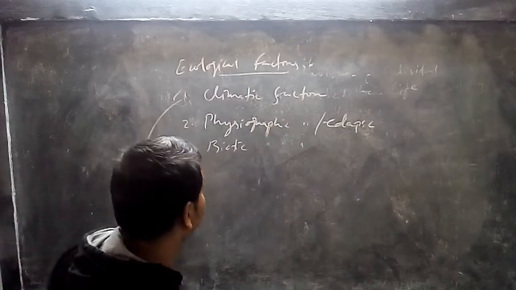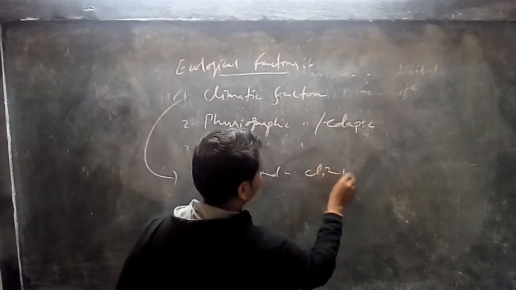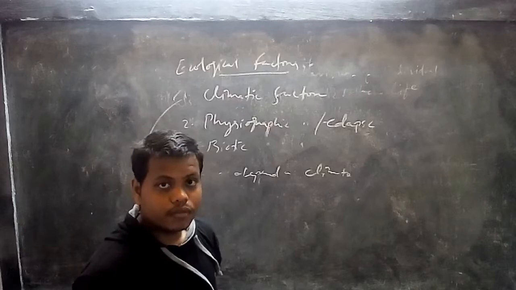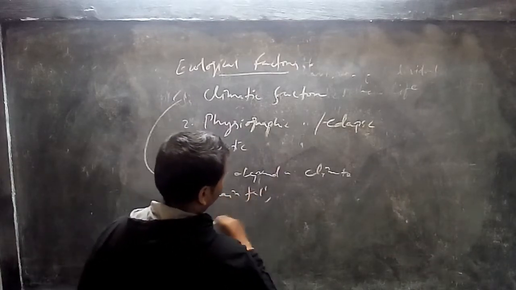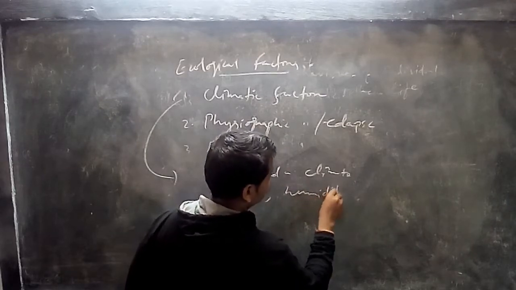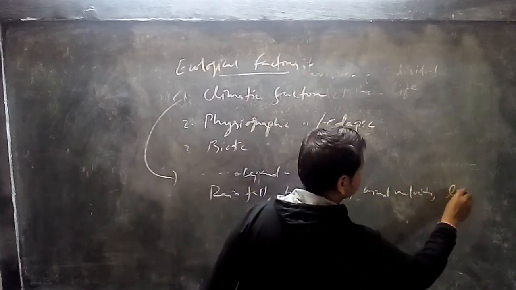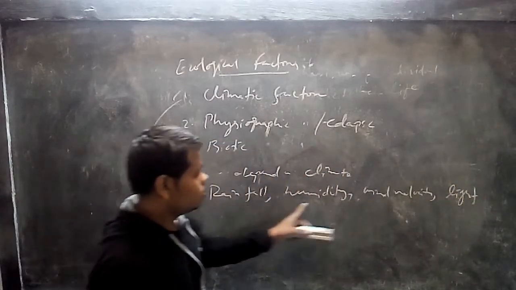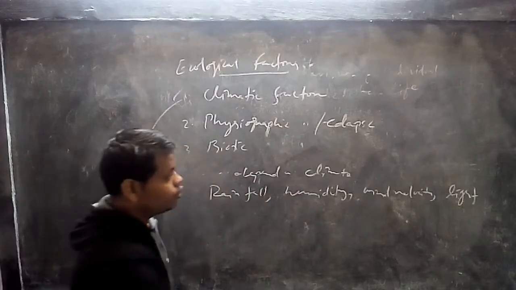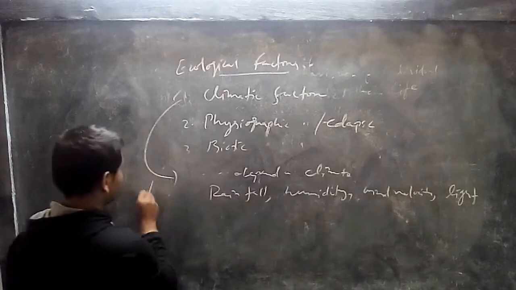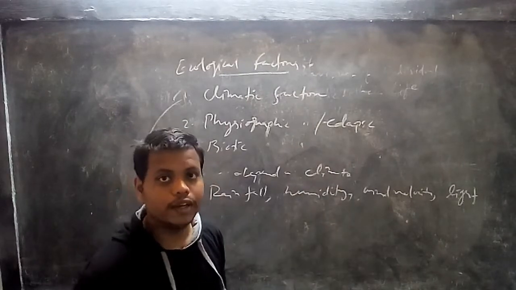What is this climatic factor? The factor which depends upon the climate, or you may say weather, of the habitat. There are many different climatic factors: rainfall, humidity, wind velocity, light, and so on. Then you may say temperature, another thing. These are the climatic factors which affect the growth and development of a particular organism.